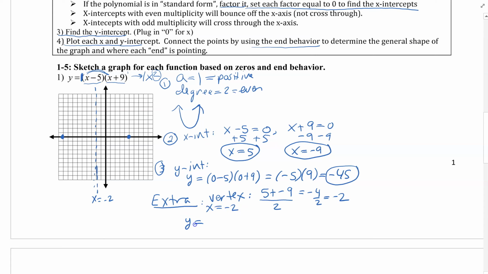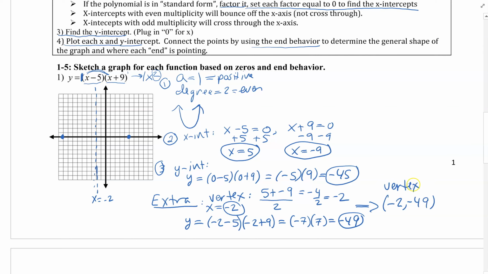To find y, I just need to substitute -2 in the equation where x was. And then I get -7 times 7, that's -49. If I put these two values together, that gives me 1 point on the graph, which is my vertex. So we're not going to be able to find this for the higher degree polynomials at this point, but at an Algebra 2 level, we are able to find the vertex for a quadratic, so might as well go ahead and use that.